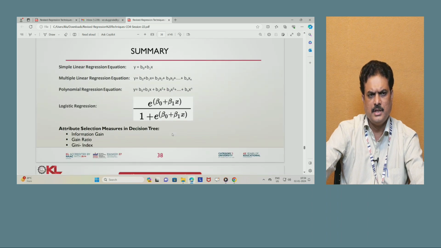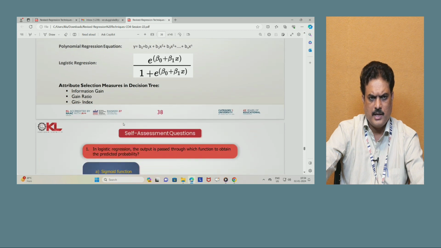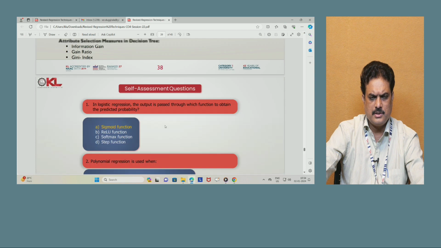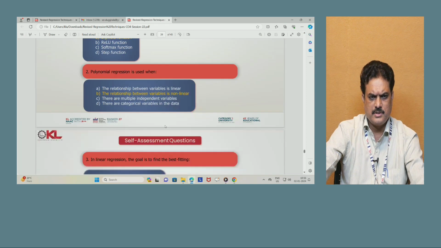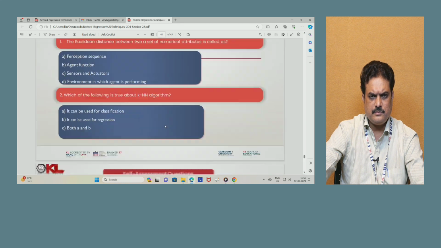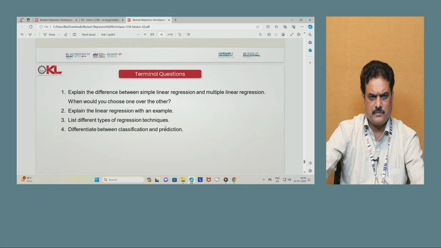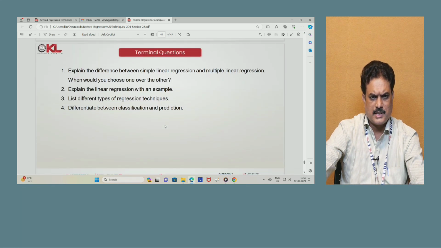The summary of this: the simple linear regression equation is, so here are the equations, and the multiple linear regression equation like this, and the polynomial regression equation and logistic regression. So these are the equations. We can summarize this outcome. Attribute selection measures and decision tree: information gain, gain ratio and Gini index. The next is the self-assessment questions and terminal questions. So these are the terminal questions.